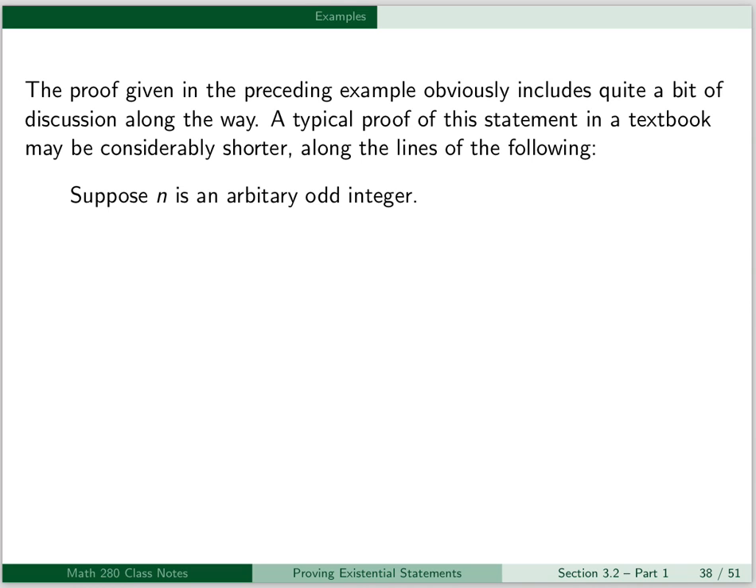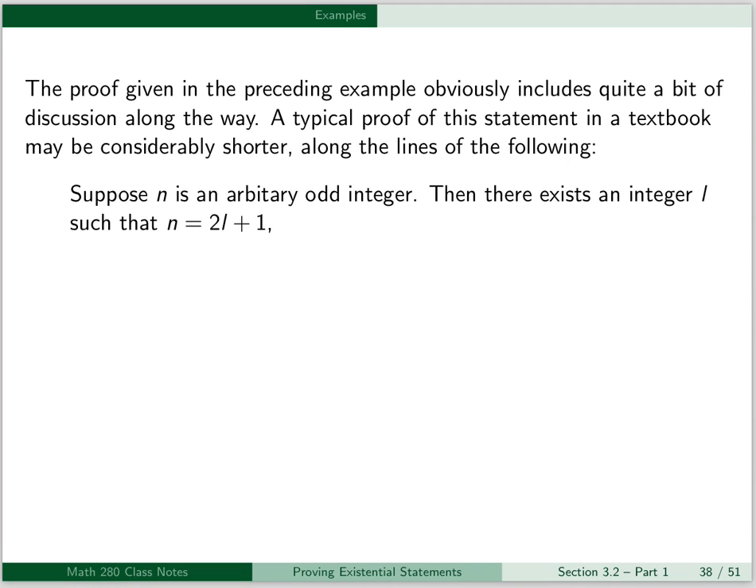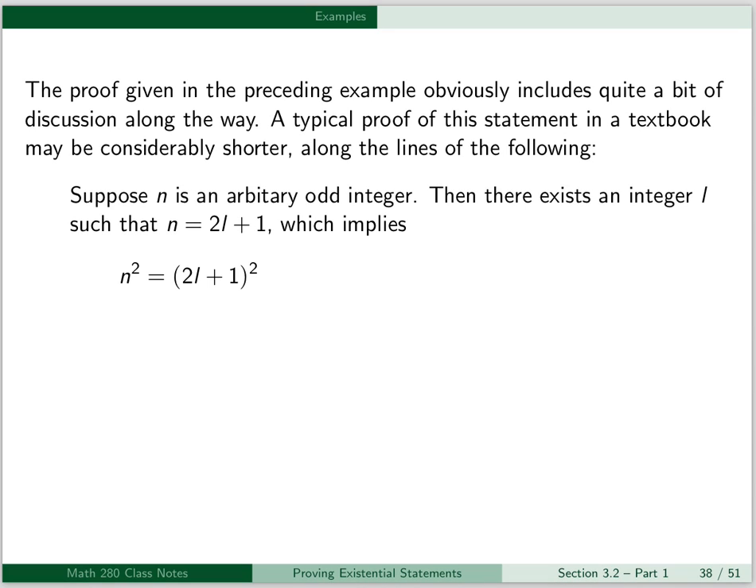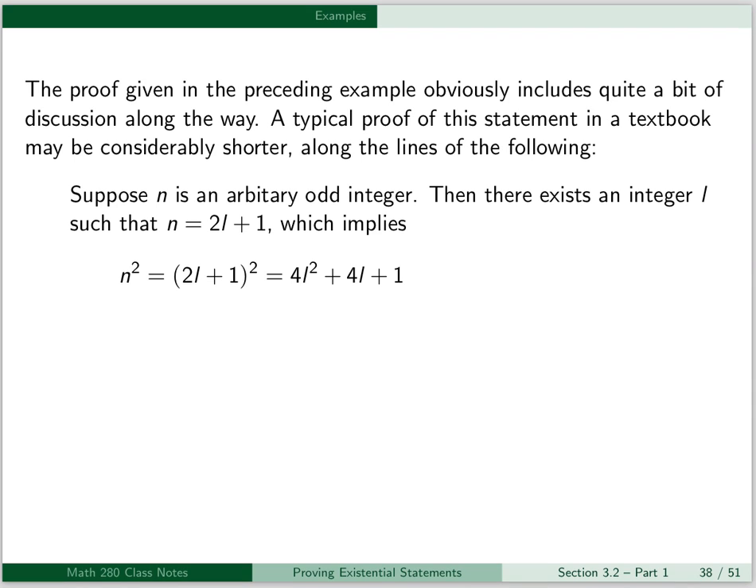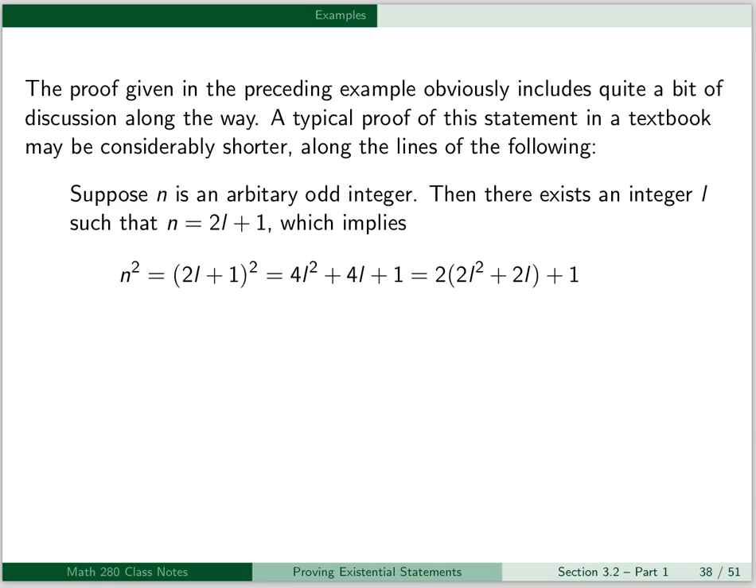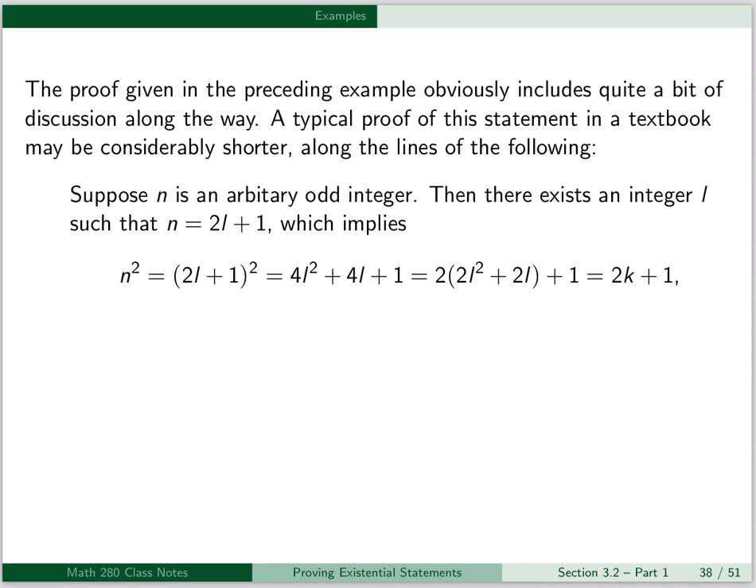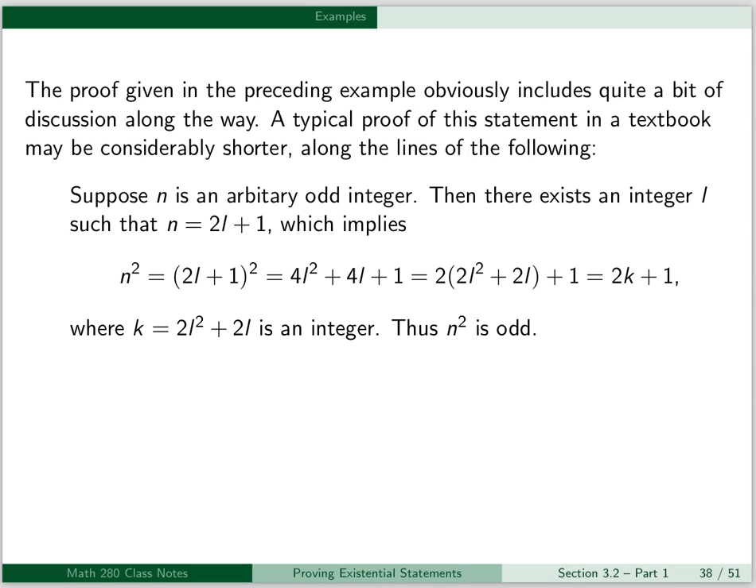Suppose n is an arbitrary odd integer. Then there exists an integer L such that n is equal to 2L plus 1, which implies n squared equals (2L plus 1) squared, which is 4L squared plus 4L plus 1, which is 2 times the quantity 2L squared plus 2L, plus 1, which can be written as 2k plus 1, where k equals 2L squared plus 2L is an integer, and thus n squared is odd.